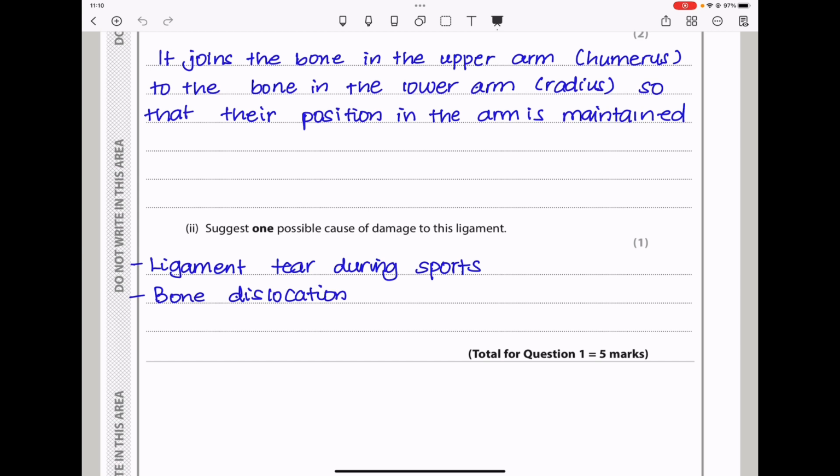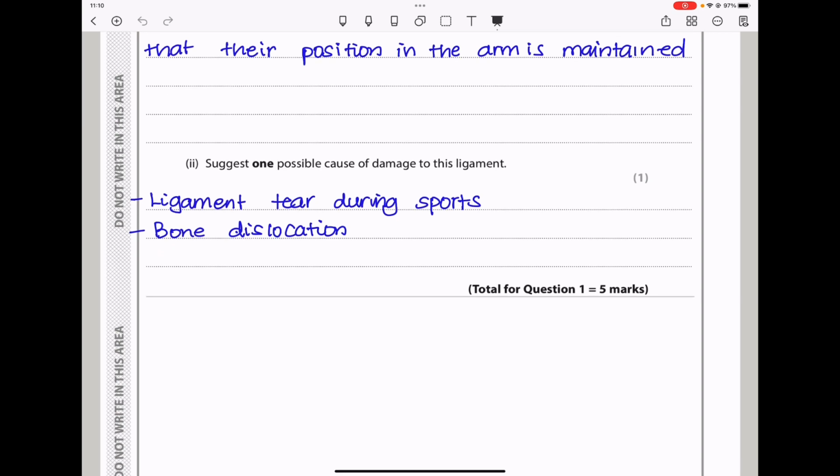Then down here they say suggest one possible cause of damage to this ligament. This ligament could tear during sports or intense activity, or it could be damaged during bone dislocation. So this brings us to the end of question 1. Let's continue to question 2.